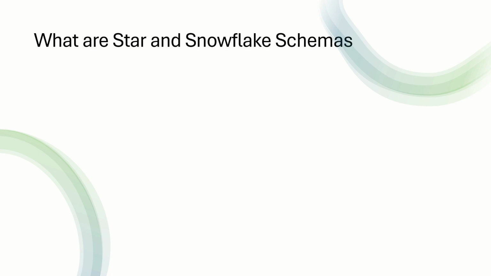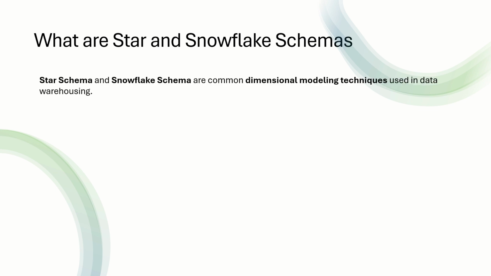So, what are star and snowflake schemas? Star and snowflake schemas are common dimensional modeling techniques. These two are the most used modeling techniques to build a data warehouse. So we'll learn what a star schema is and what a snowflake schema is, what the differences between these two are, and when to use which. These are the kinds of questions that were asked on these two topics. So, let's cover all of them in this video.